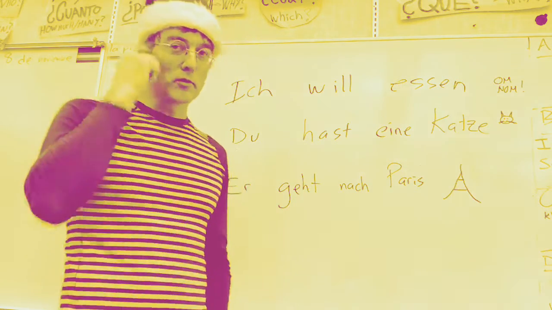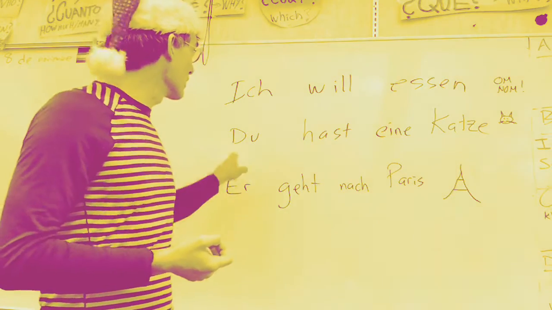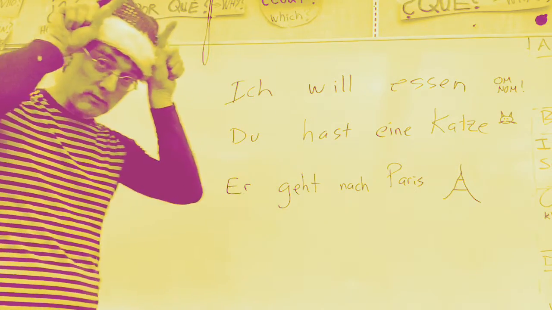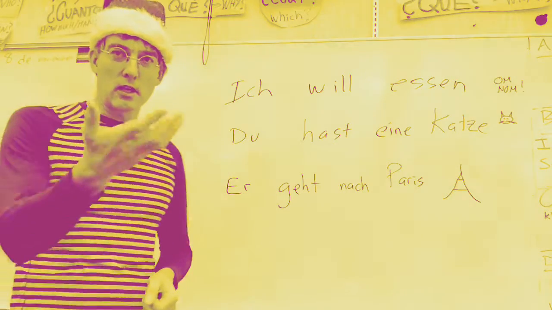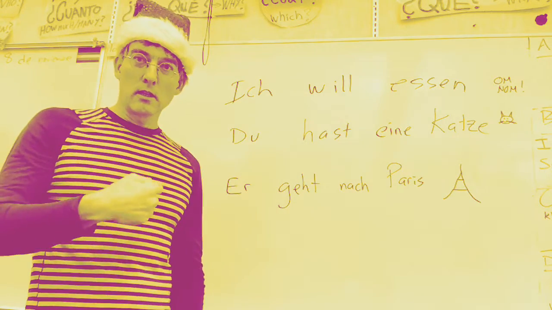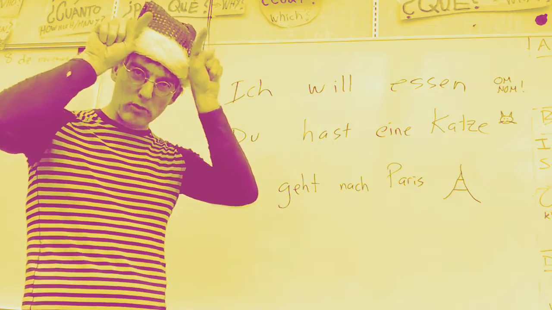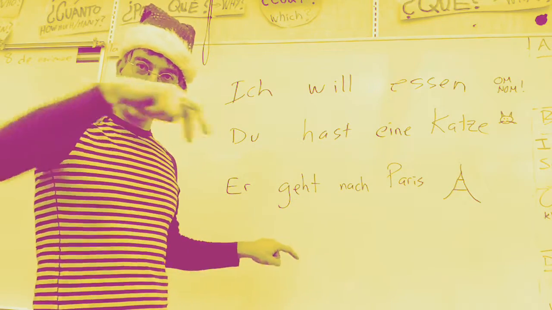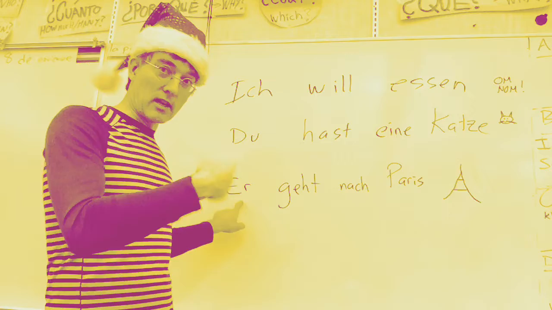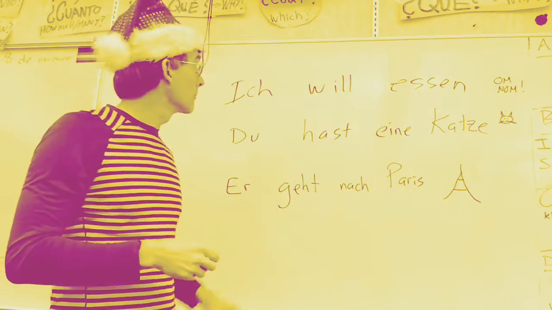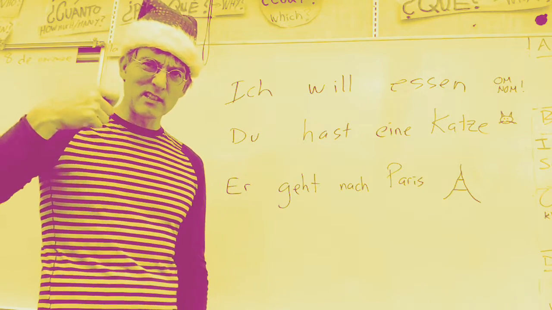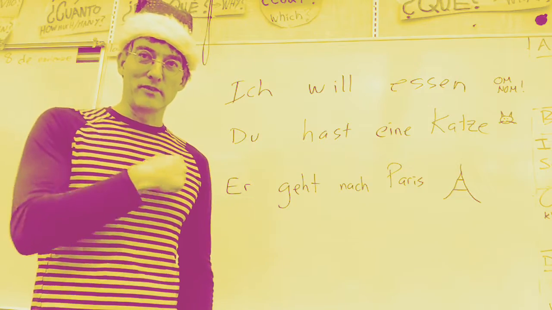So these are basic gestures. Now I can use the same gestures for asking questions. For example, hast du eine Katze? Right? What does that mean? Hast du eine Katze? Ich habe eine Katze. Meow. Right? Or geht nach Paris? Ja. Geht nach Paris. Will ich essen? Ja. Ich will essen.